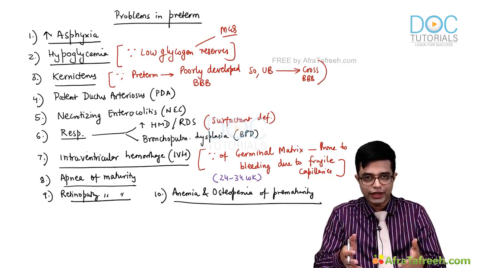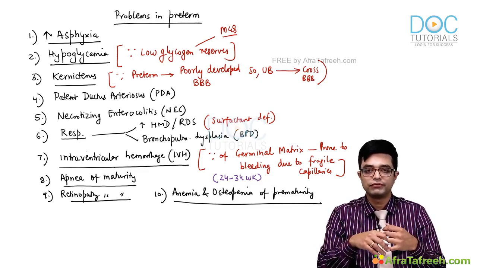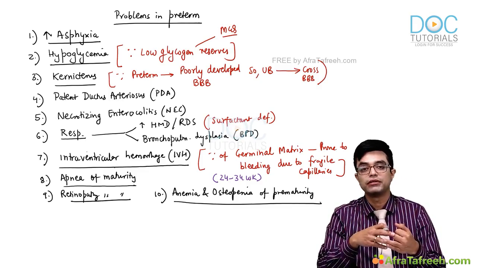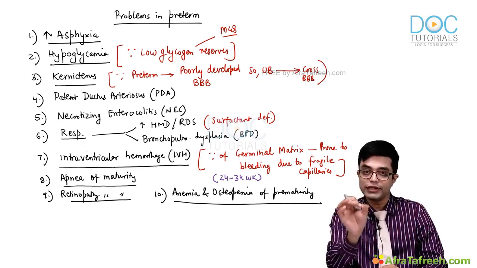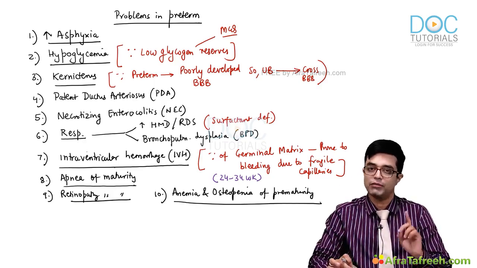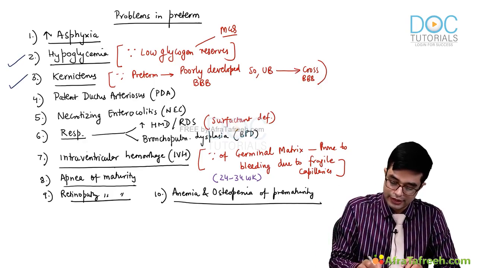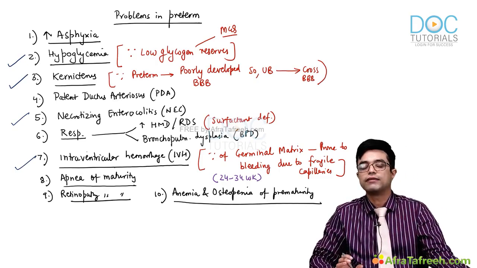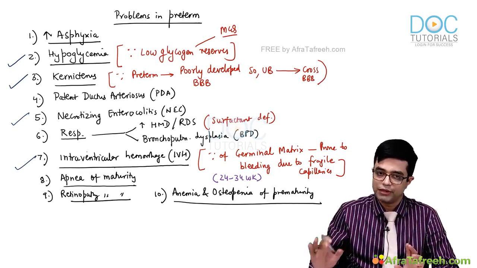How can questions be asked? You can be asked which of the following is a problem in preterm. The question can say, all of the following are seen in preterm except, and the odd one out will be your answer. And third, they can ask you the particular reason for a specific problem. The important reasons I have already explained and mentioned. The things you need to remember are this, and this, because they have already been asked in some form in previous entrance exams. So these are the problems in preterm.